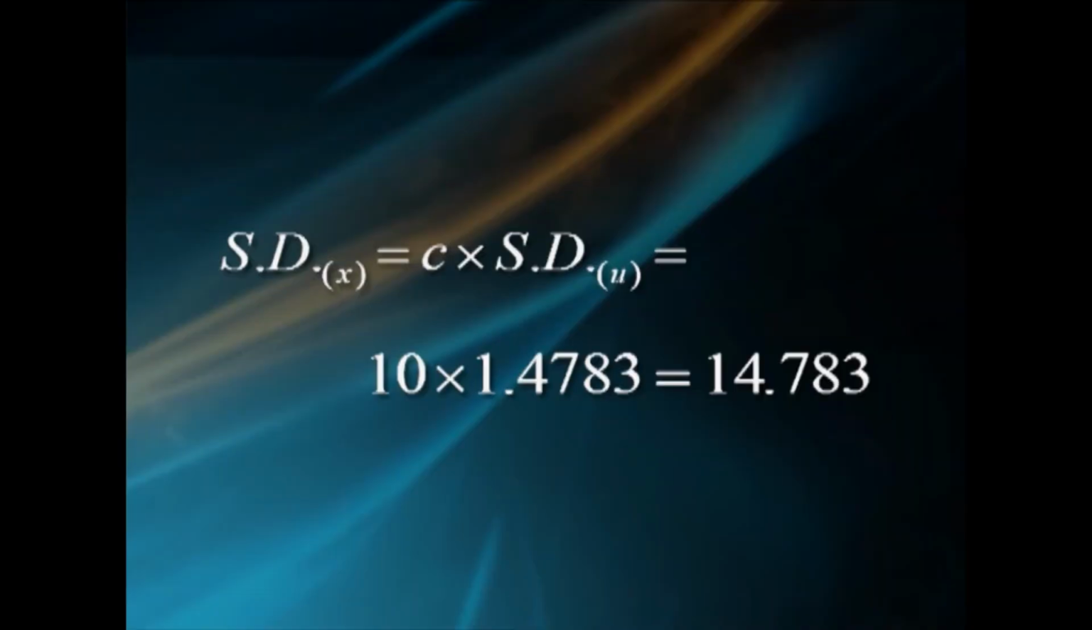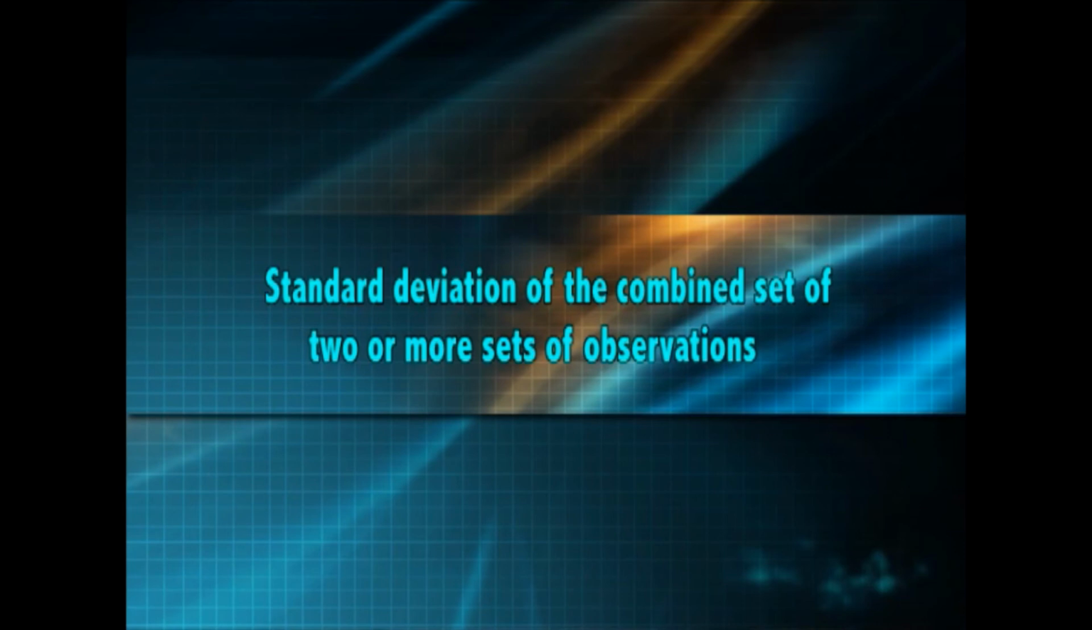Then standard deviation of x value, that is equal to c into standard deviation of u value, that is 10 into 1.4783, that is 14.783. Standard deviation of the combined set of two or more sets of observations.